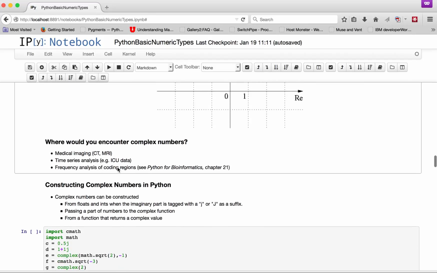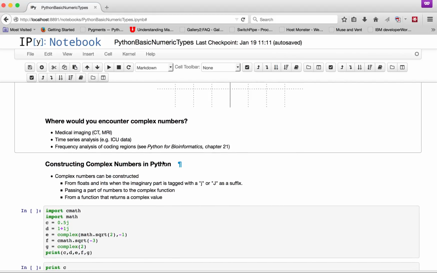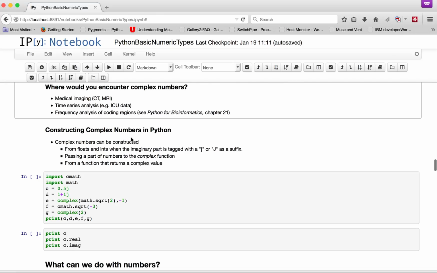There are different applications, like I mentioned, where they would come up: medical imaging, time series analysis if we're doing things like Fourier transforms, and the frequency analysis of coding regions within a bioinformatics application. We can construct complex numbers in Python in a variety of ways. We can create them from floats and ints, where the imaginary part is tagged with a j or a capital J as a suffix. We can form them by passing pairs of numbers to the complex function, which creates a complex number from two integers or floats provided to it, or from a function that returns a complex value.